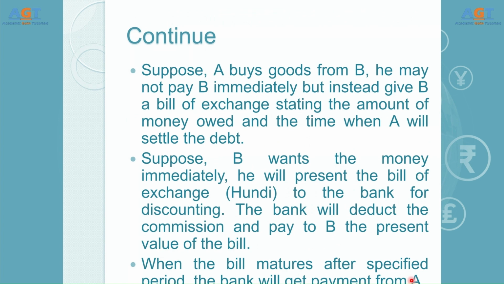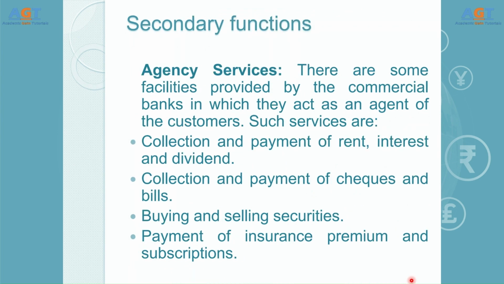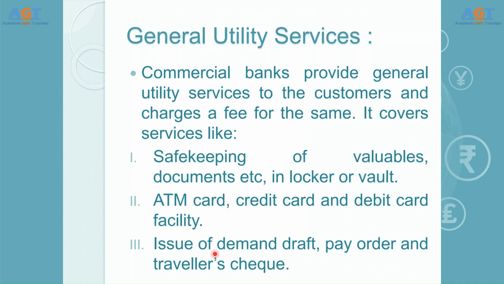Now that primary functions are done, we move to secondary functions, starting with agency services. Secondary functions. Agency services. Commercial banks also act as agents for customers. Agency services include collection and payment of rent, interest and dividends, collection and payment of checks and bills, buying and selling securities, and payment of insurance premiums and subscriptions. Next, we look at general utility services provided by banks.